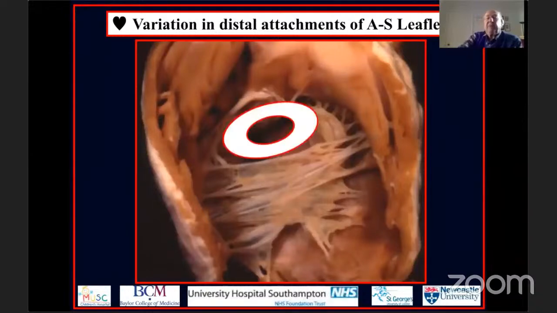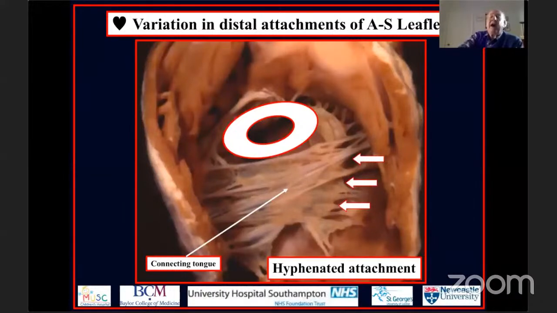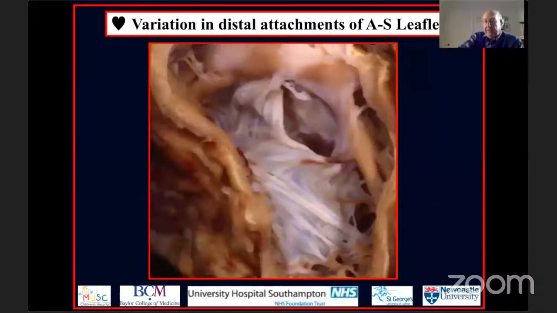So here is a very nice example in which the orifice is quite large, but it is still rotated so that it is looking towards the subpulmonary infundibulum. The feature of this heart, however, is the extensive tongue that connects the anterosuperior leaflet, in this instance, with both the septal and the inferior leaflet. But when we look at its distal attachments, you see there are spaces along the way. And this is what we call the hyphenated attachment. And there is a spectrum whereby those spaces are closed.